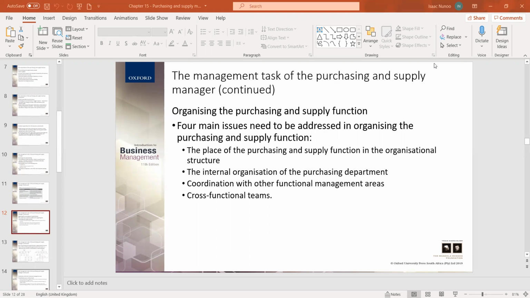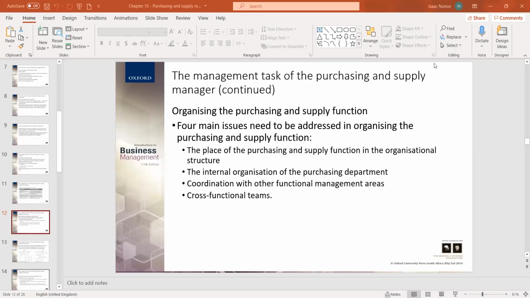We can also talk about the coordination with other functional management areas. So as a manager, you also may have to coordinate with the other functions, such as financial management and operations, because if you are not there, they are not there, and if they are not there, you are not there. So there should be some kind of coordination with other functional management areas.